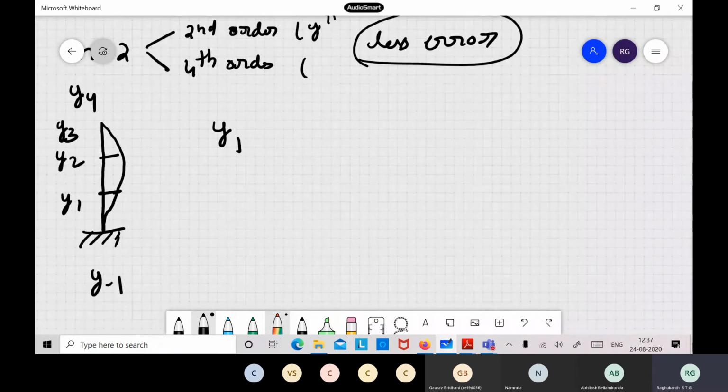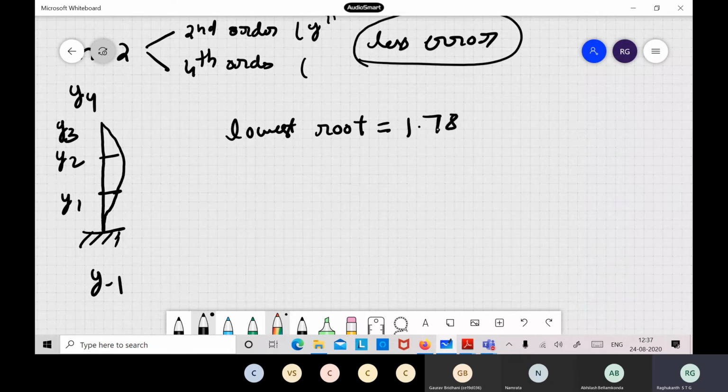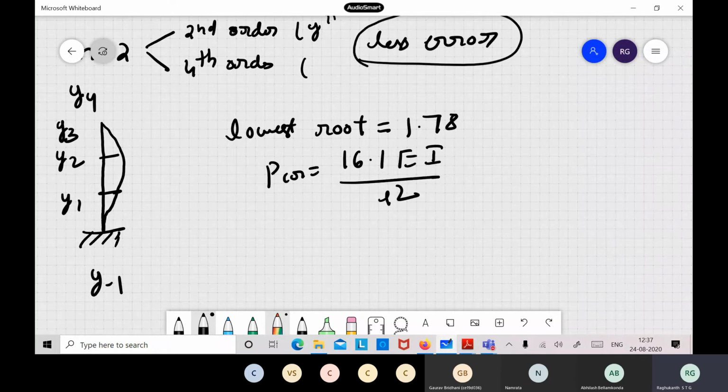So now this problem says, if you solve for n equal to 3 itself, you will get the equations here. And finally, I am just writing the solution here. So the lowest root, you followed, right? The root becomes 1.78 kind of a thing, and finally the buckling load will be 16.1 EI by L square.